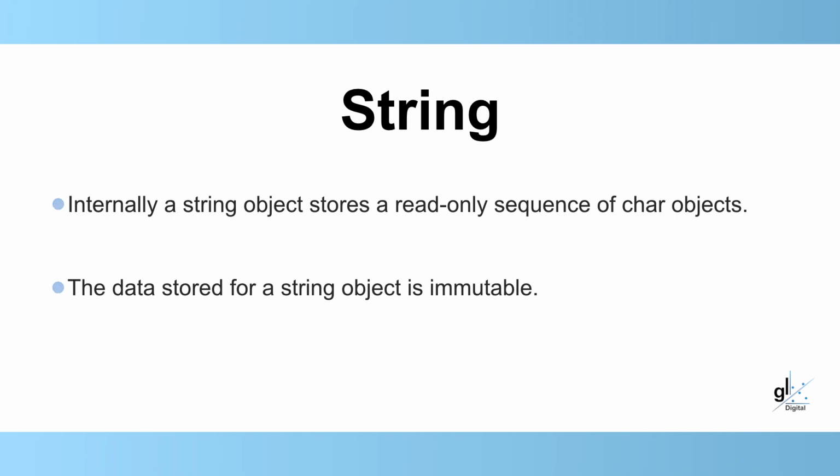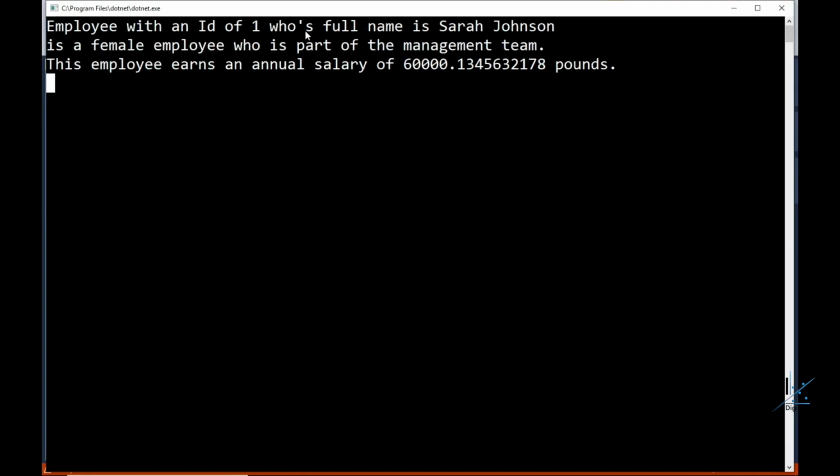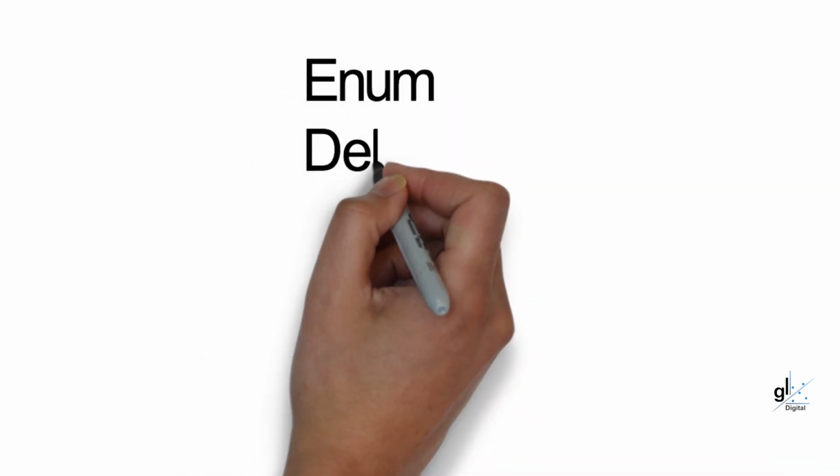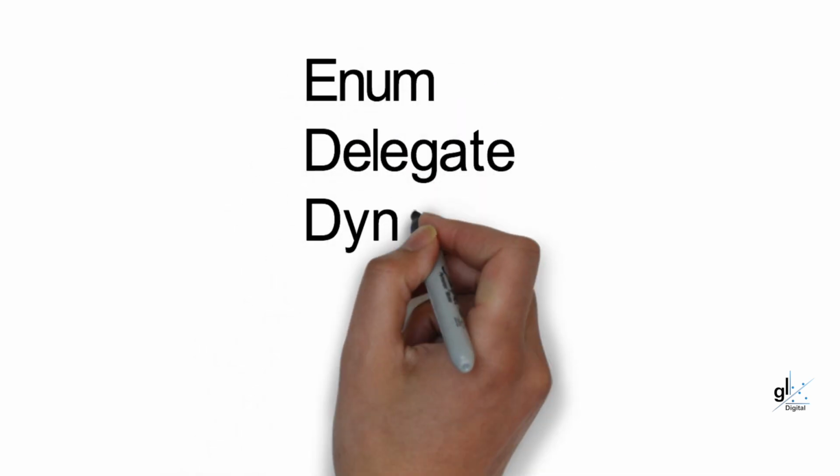So let's look at the final output. Employee with an ID of 1, whose full name is Sarah Johnson, is a female employee who is part of the management team. This employee earns an annual salary of £60,000.1345632178.